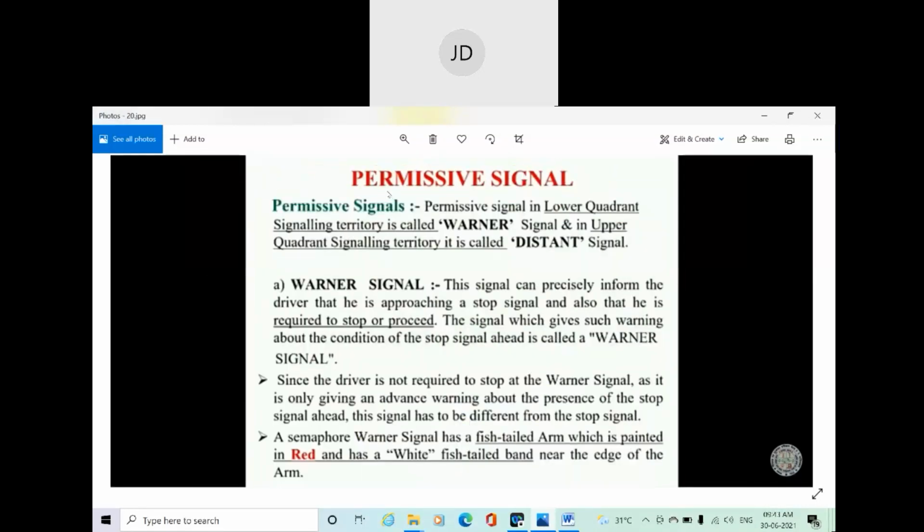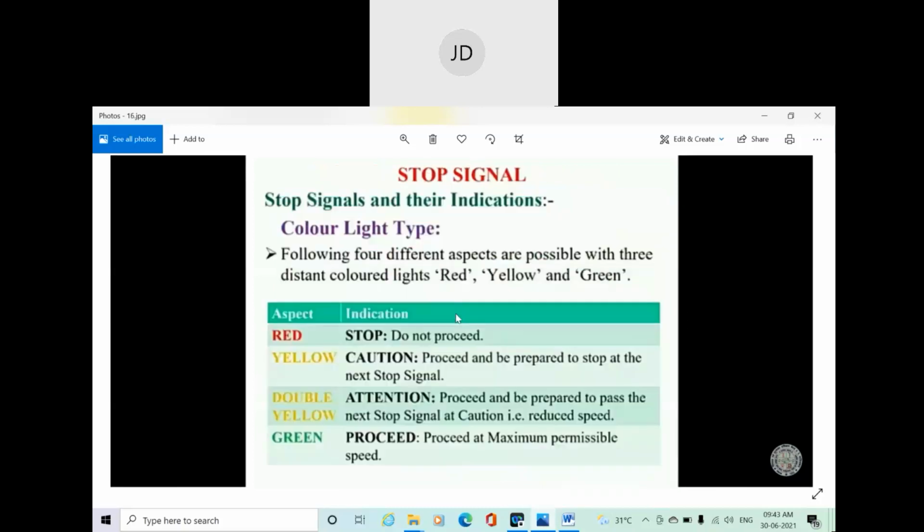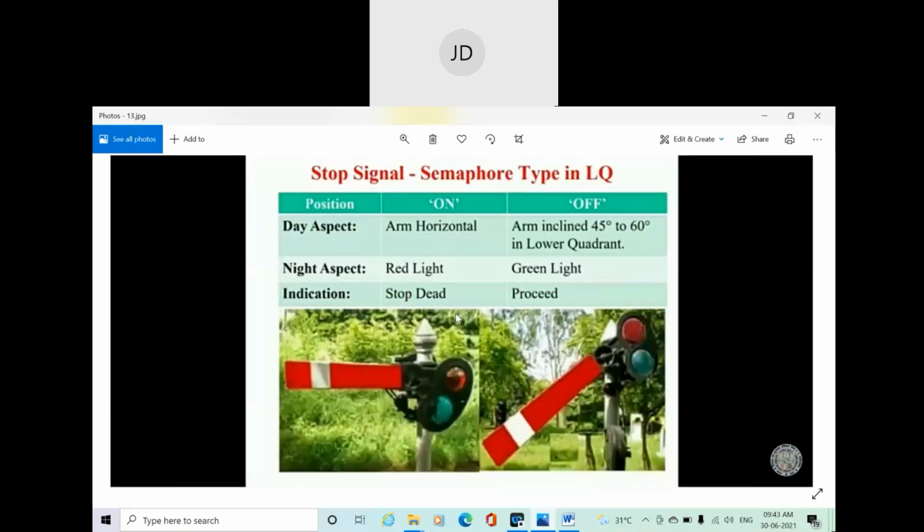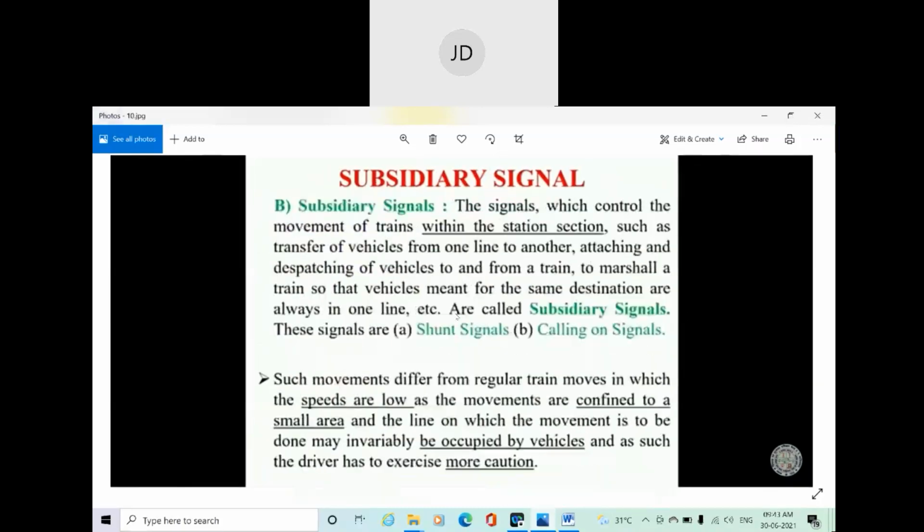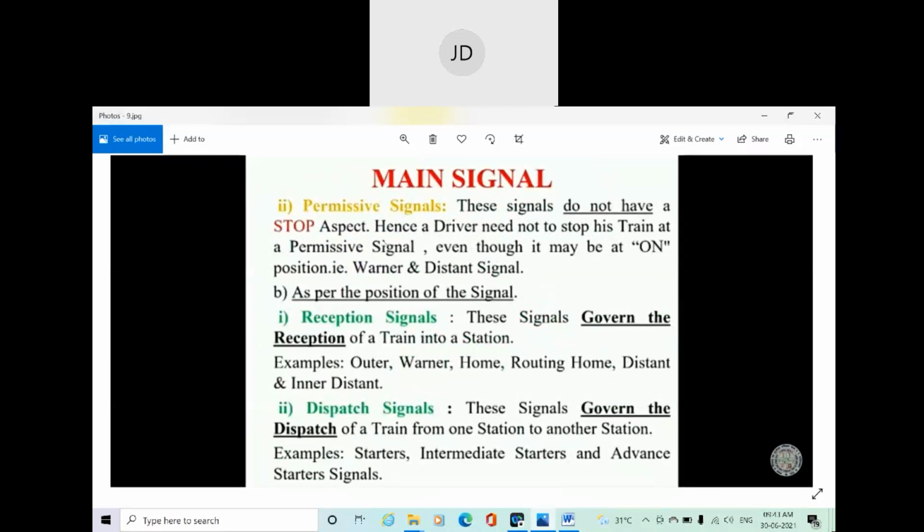So permissive signals can be installed in lower quadrant. I told you that permissive signals are of two types: one is the Warner signal, one is the distant signal. Here also I have given it. A permissive signal can be of two types, Warner signal and distant signal.